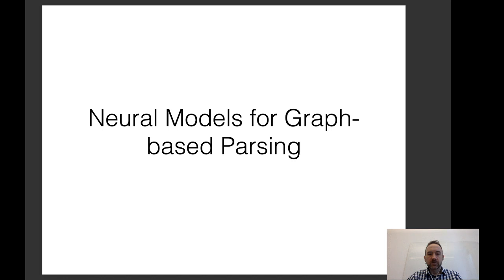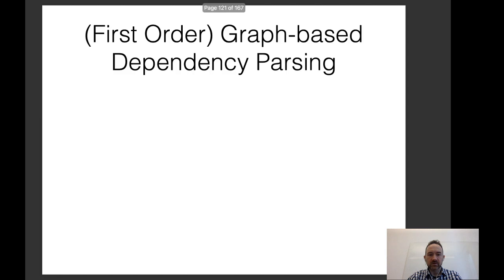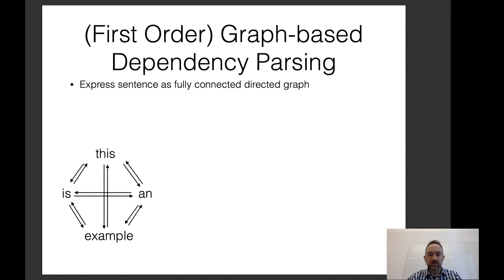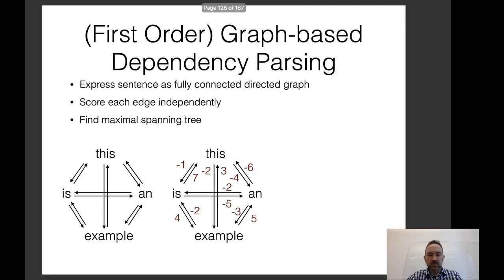Okay, in the final part of the talk here, I'm going to be talking about neural models for graph-based parsing, specifically dependency parsing. To give an idea of what I mean by this, essentially the way these methods work is we express each sentence as a fully connected directed graph and score each edge independently like this. And then we run some sort of dynamic programming or other variety of algorithm to find the maximal spanning tree. So this, in a way, is the equivalent of the methods that I talked about for phrase structure parsing, except applied to dependency parsing.